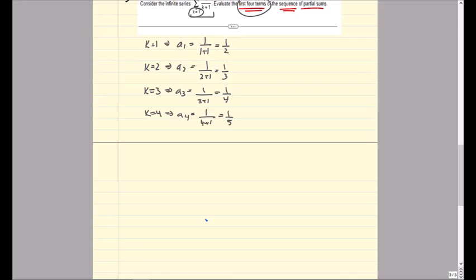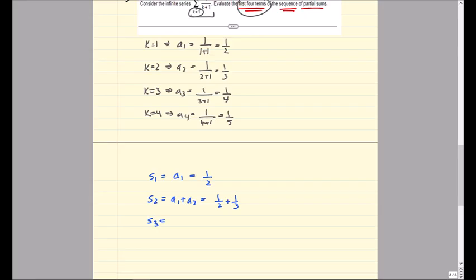first 4 partial sums. So I'm going to look at S sub 1. And S sub 1 is just a sub 1. In this case, that would be 1/2. So S sub 2 would be the sum of a sub 1 plus a sub 2, which is 1/2 plus 1/3. And then I'll go back and I'll actually calculate these out. I just want to write these out so you see the pattern.